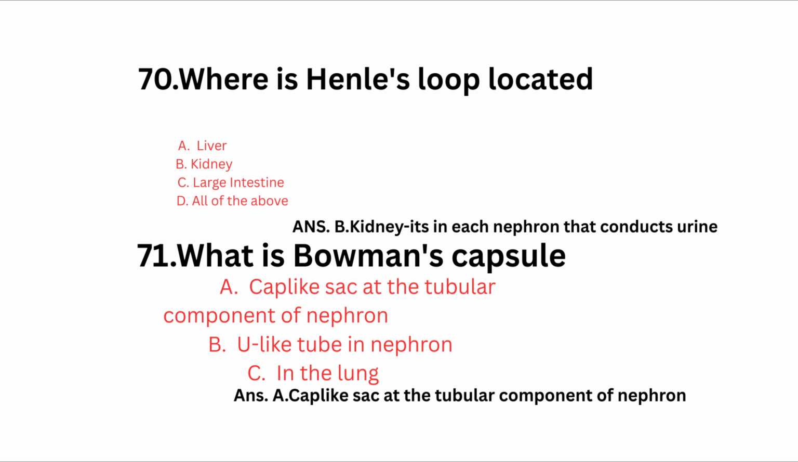70. Where is Henle's loop located? A. Liver, B. Kidney, C. Large intestine, D. All of the above. Answer is B. Kidney. It's in the nephron that conducts the urine. 71. What is Bowman's capsule? A. Cap-like sac at the tubular component of nephron, B. U-like tube in nephron, C. In the lung. Answer is A. Cap-like sac at the tubular component of nephron.